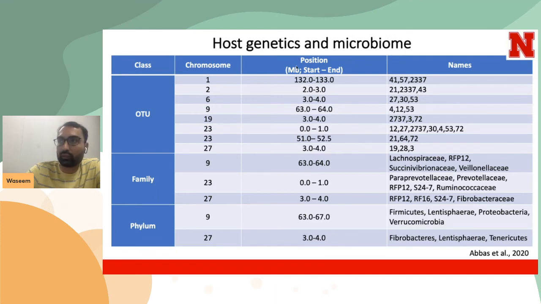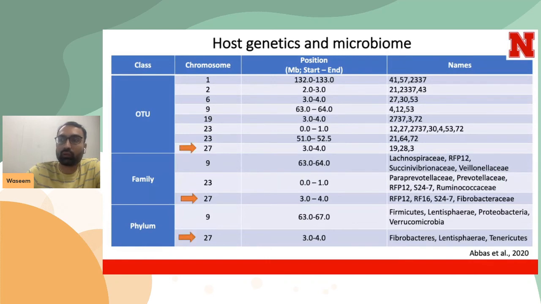In this, this column is the position, so the MB start to end represents the region. For example, this is chromosome number 1. The megabase starts from the 132 MB region to 133, and then we have these different OTUs. The same was true for the family and phyla. To just give you an overview, we find different patterns.